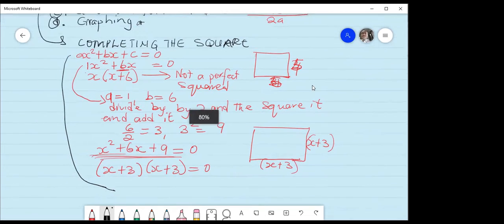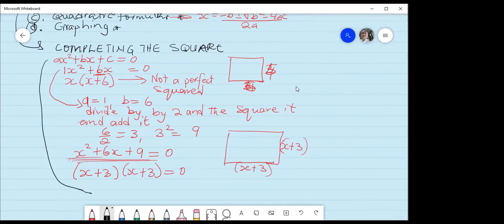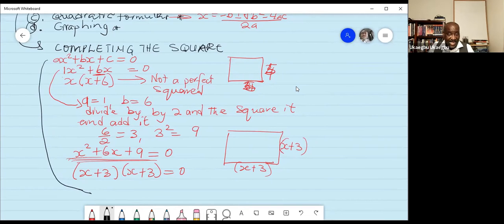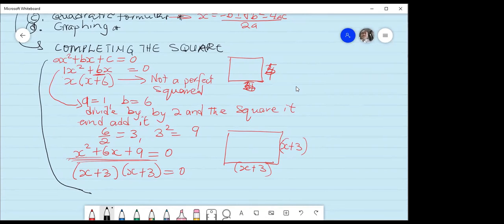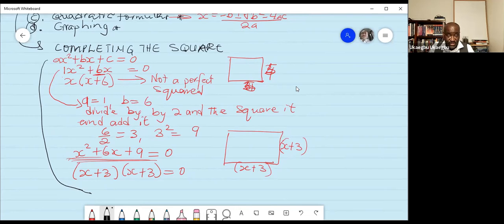So for the part where you said divide by 2, where are we getting the 2 from since a is 1? Okay, good. We are getting it actually from nowhere. It's just one technique that you can use, but it is mathematically correct. So 2 is a number that you can use in order to make it a perfect square.